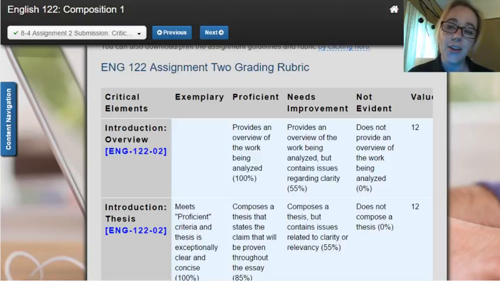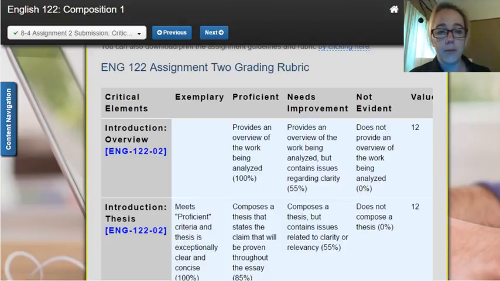All right, let's take a look at our English 122 Assignment 2 grading rubric. And remember, we can look at this just a couple different ways. We have our critical elements down the side, and then we also have our exemplary, proficient, need improvement, not evident, and point value. I really encourage you guys to strive to meet the requirements for all of the exemplary. That's like our big goal that we're working towards. So let's talk about this just a little bit.